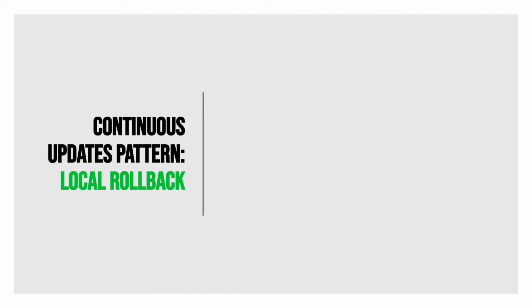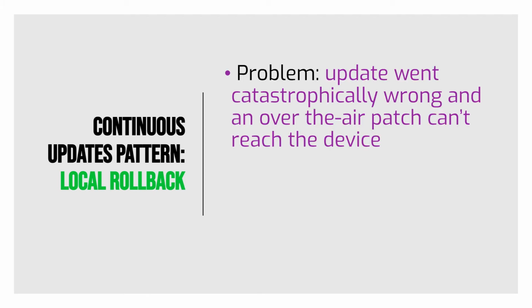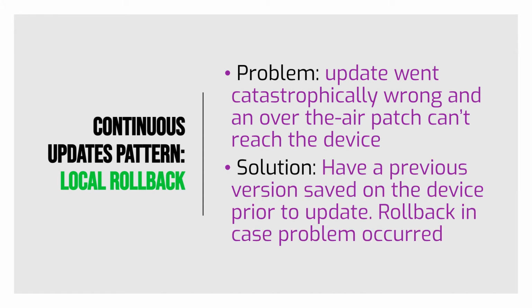So obviously with a router it's not so bad. We can go back and reconnect it, but think about a remote production which is not really accessible, like updating solar panels in the desert or something crazy like that. What will happen in that case? In that case we need to think about local rollbacks. If the update fails catastrophically and over-the-air patching can't reach the device, we need to have a previous version saved on the device prior to the update to make sure that we can easily roll back.